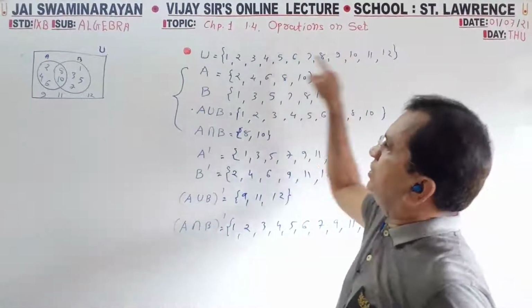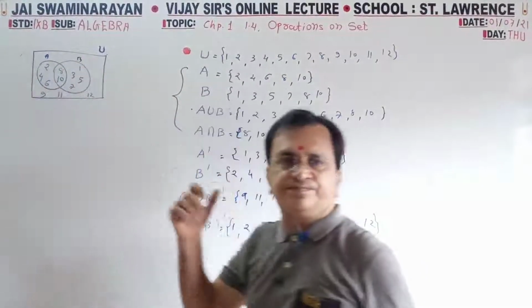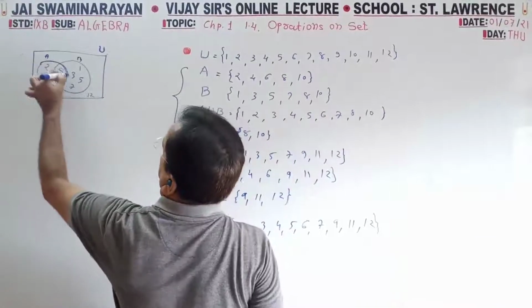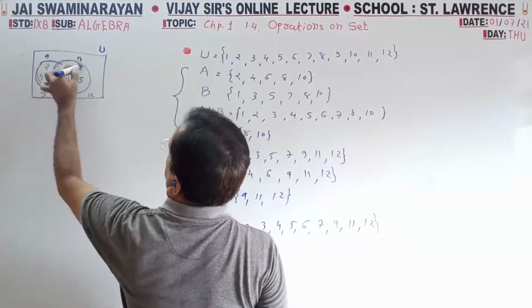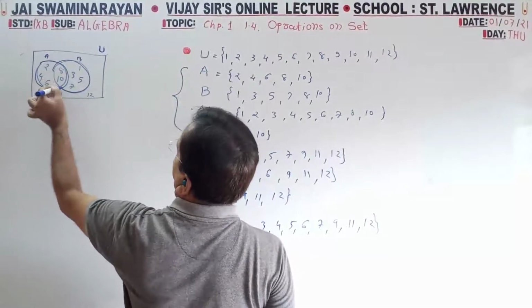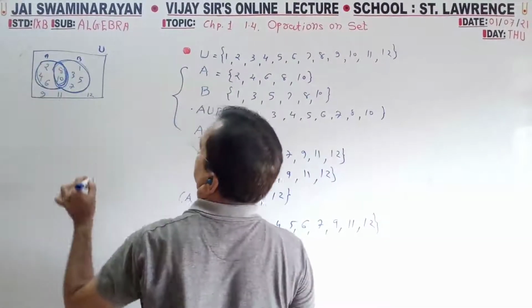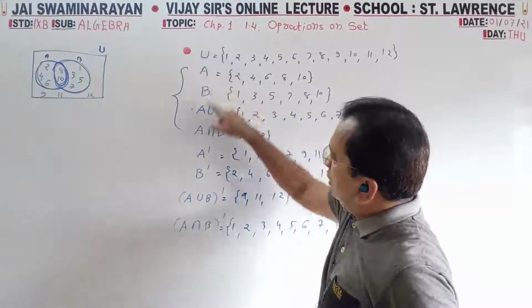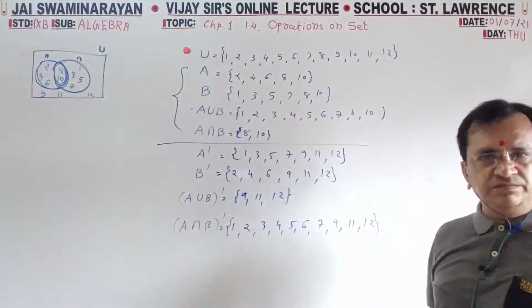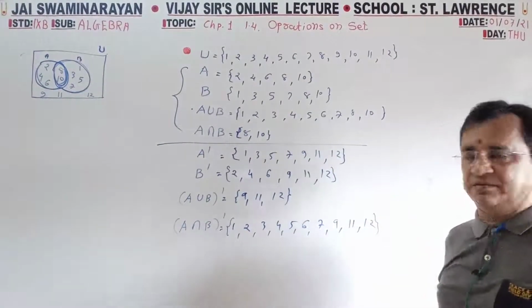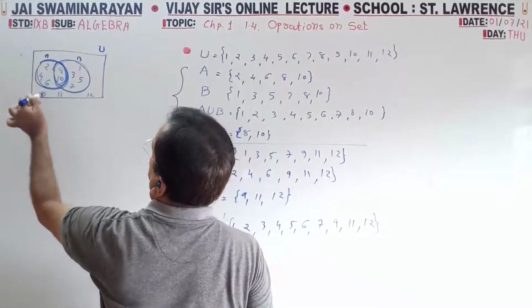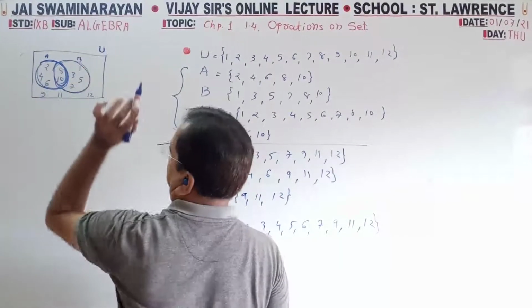So first, universal means the full figure. Only A means this round, only B means this round, union means all of these three parts, intersection means this only. Now you got this, no need of a diagram. A complement you can find from this: not this, rest of this, 1, 2, 3, 4, 5, 6, 7, 8.